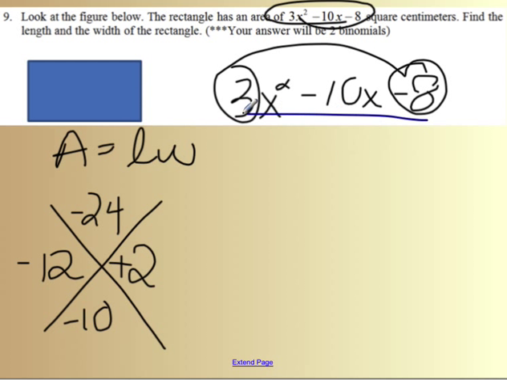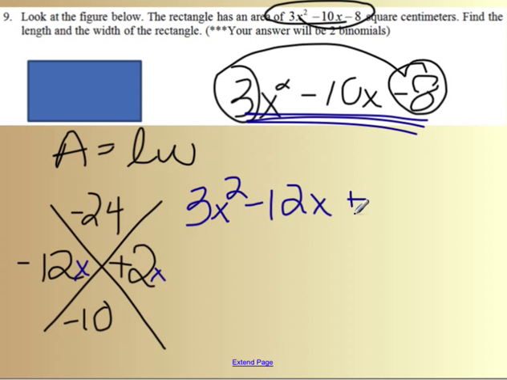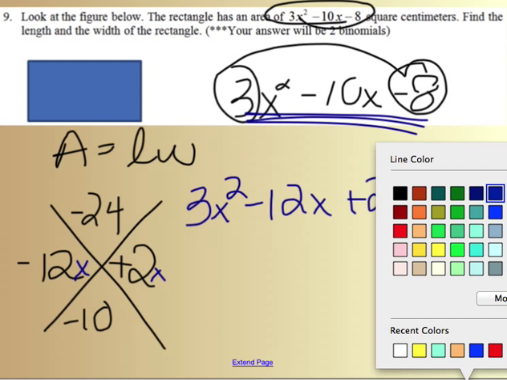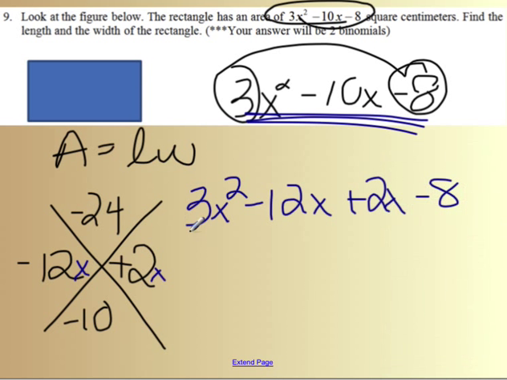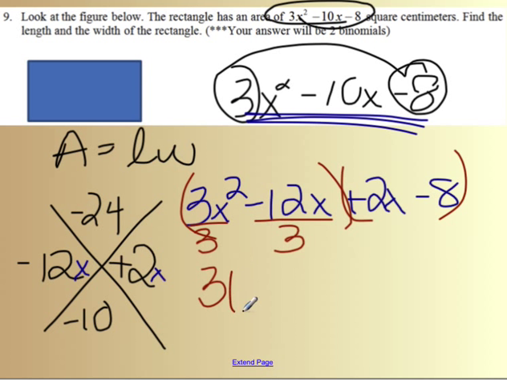So now I'm going to rewrite out this equation. I'm going to keep my 3x squared the same, and then I'm going to put an x with each of those, and I'm going to split up that 10x term. And now from this point, I'm ready to factor by grouping. So I'm going to make my groups. Between 3 and 12, I can take out a 3. So I'm dividing each term by 3, and I'm left with an x.